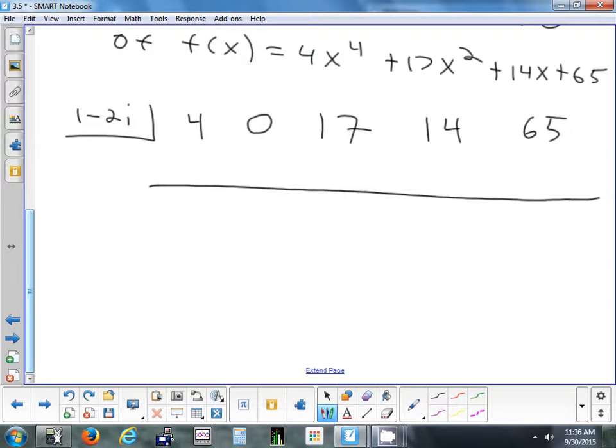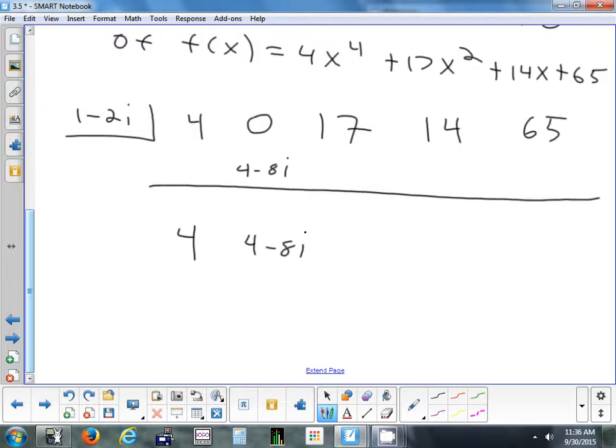So now, first step is easy. Bring down the 4. Okay, next step's not too bad. We're going to distribute 4 to 1 minus 2i. Okay, what do you get when you do 4 times 1 minus 2i? 4 minus 8i. Okay, now add those up. It's not too bad. Okay, we got a 0 in there.